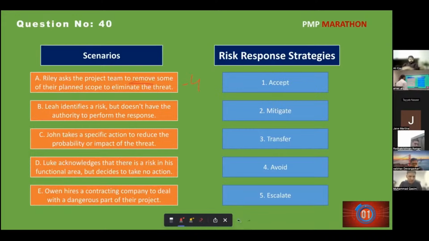So B, identify a risk but doesn't have the authority to perform the response. So he should have to escalate. Good.